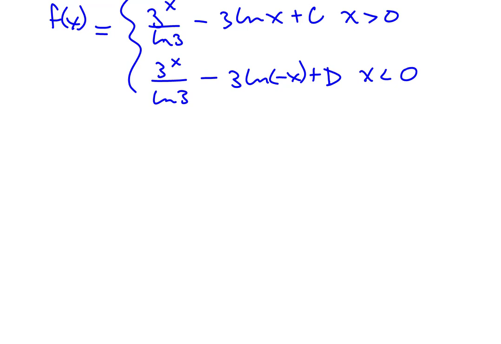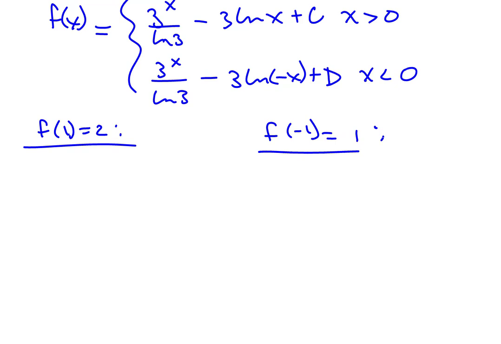So if we go back and use the rest of the pieces that they gave us, recall that f of 1 was given as 2. If we use that information, we'll get one thing. But then we were also given that f of negative 1 equals 1. Those are each using different pieces here. So if f of 1 is 2, that would fit into where x is positive. So if we use that piece, we can say 2, that's the output there, equals 3 to the 1 over the natural log of 3 minus 3 times the natural log of 1 plus c.